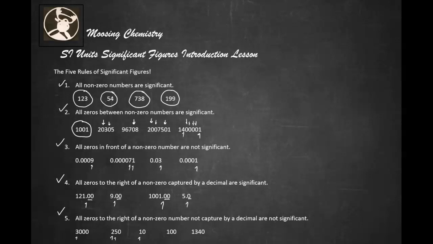But in this case, there are no decimals in any of these numbers. The only number that's significant is the 1 in this number. Those 2 zeros are not significant. And this 0 that's on the end of this number is not significant because the 1, 2, 3, and 4 do not capture that 0, number 1. And 2, there's no decimal after the 0 to capture it.